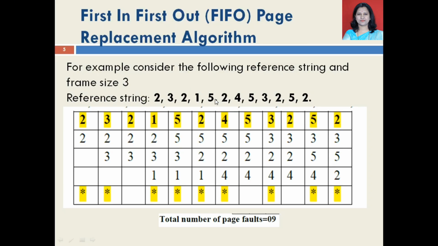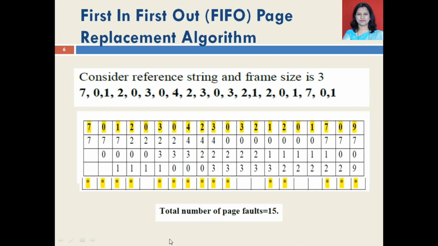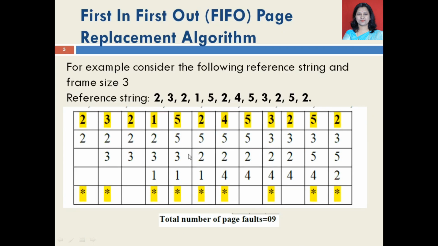Now the next page is 2. To place the 2, we will replace the 3, so it becomes 5 2 1. Then we place the 4. To place the 4, we will replace the 1 and place the 4 there. So it will be 5 2 4.